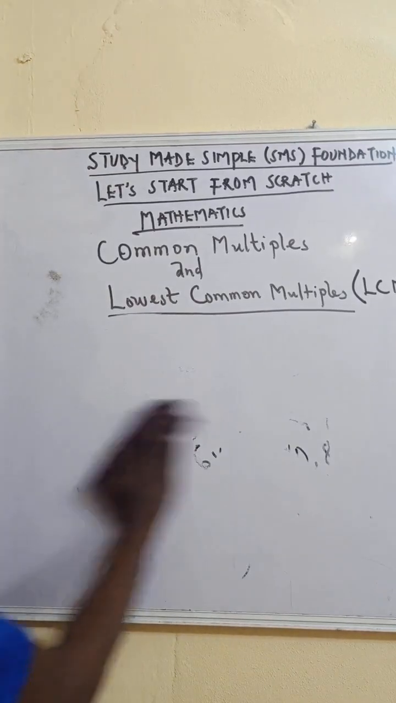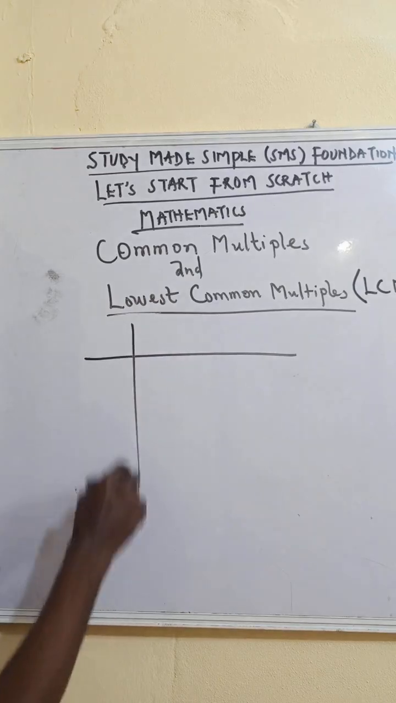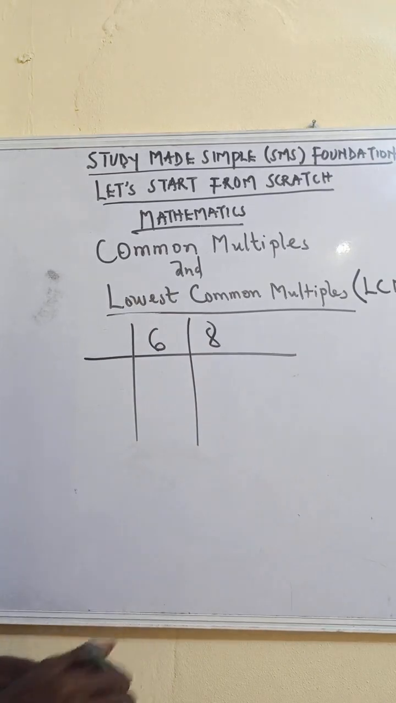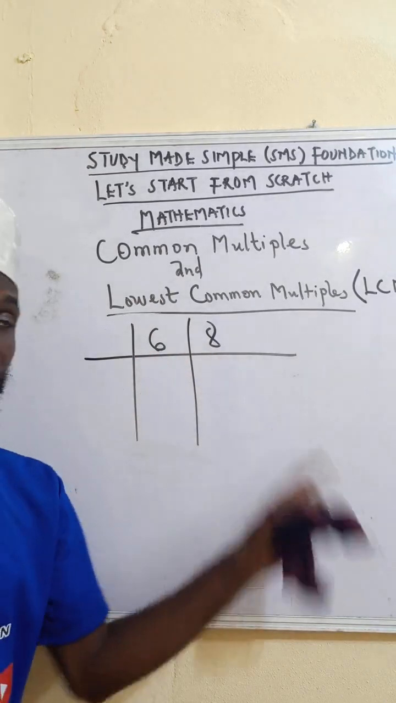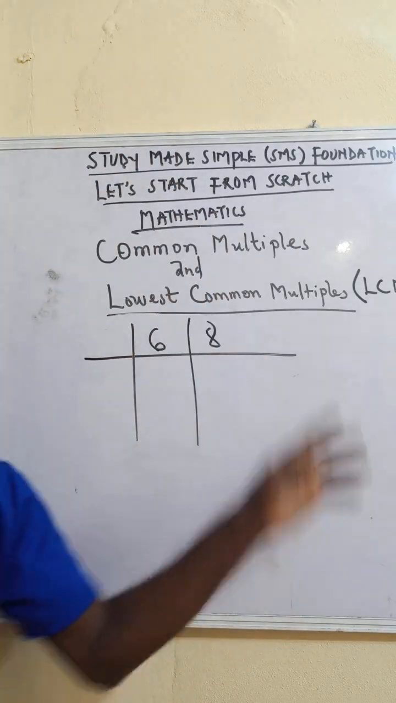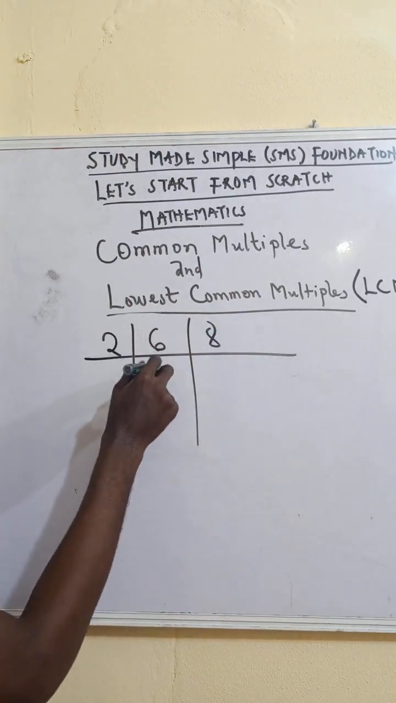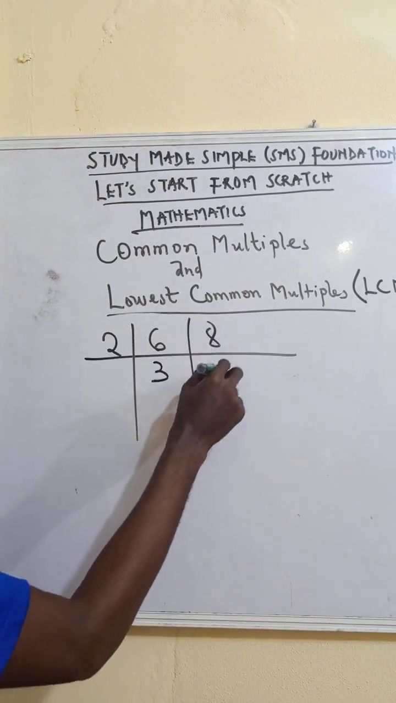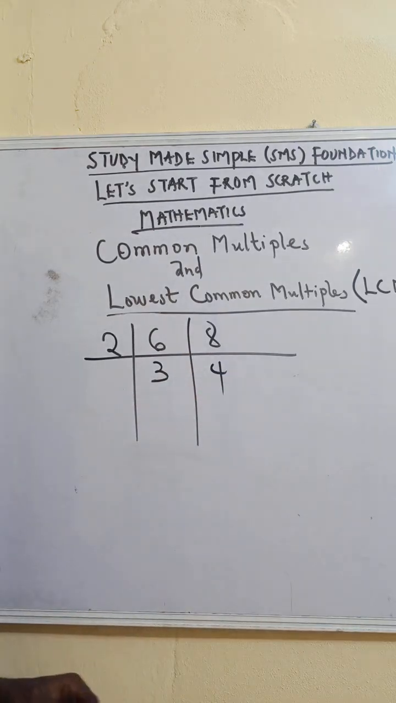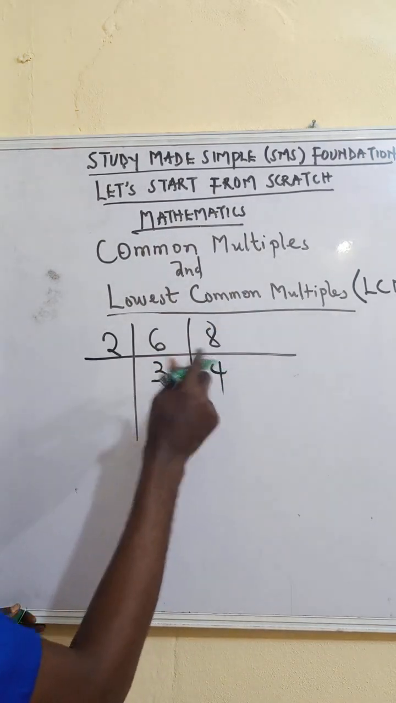Let's find the LCM of 6 and 8. So I will draw this 6 and 8. I will use common numbers to divide, and if there is no common number, I will keep on dividing until each of them gets to 1 and 1. So 2 can first go in both. 2 in 6, that's 3 times. 2 in 8, that's 4 times. Is there anything that can still go in both? Nothing more.